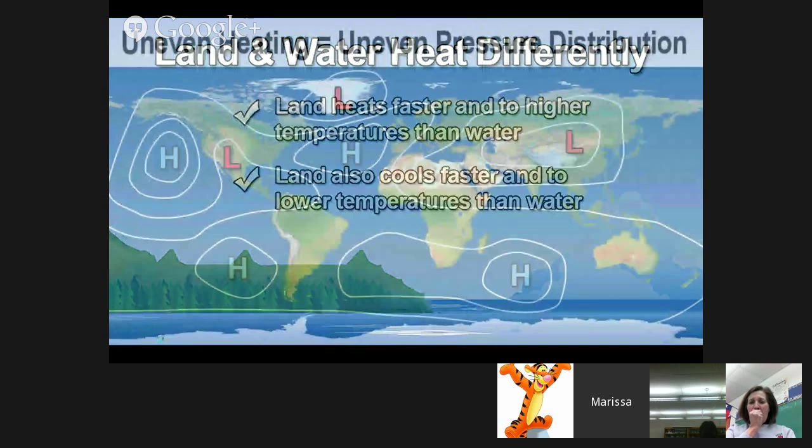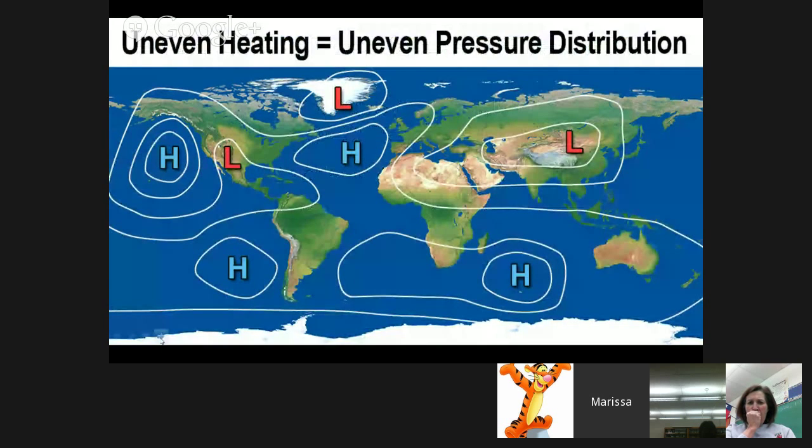All right. So, because of all of this talk of uneven heating of the earth, because of latitude and because of season and because of land and because of water, we end up with differences in pressure patterns showing up around the earth.